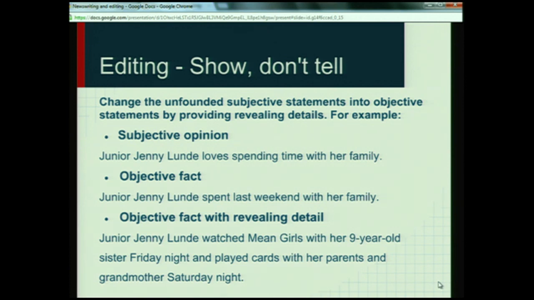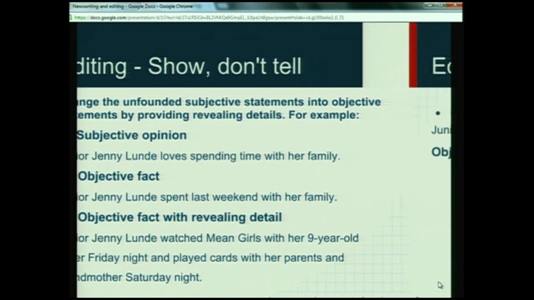Junior Jenny Lund loves spending time with her family. Well, that's your opinion. Well, no, it's not. She told me. Okay, well, show me that she loves spending time with her family, because the objective fact is Junior Jenny Lund spent last weekend with her family. Okay, that's fact. Show me what that was like. Junior Jenny Lund watched Mean Girls with her 9-year-old sister Friday night and played cards with her parents and grandmother. Okay, show me, don't tell me. And you really got to work through that.